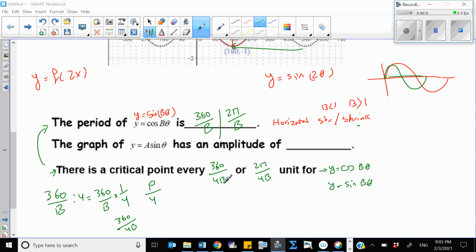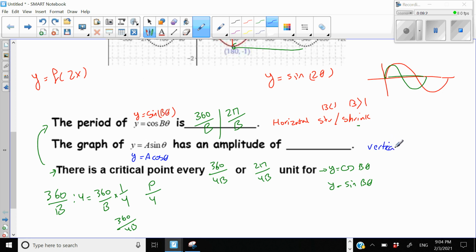So in this way, I can find the distance between the critical points, and then we can list the critical points themselves. Now, the next thing was this one. If I have y equal to a sine of theta, or y equal to a cosine of theta, in this case, we are vertically stretching or shrinking our function. If the a value is greater than 1, we're stretching. If a is less than 1, we're shrinking the function.